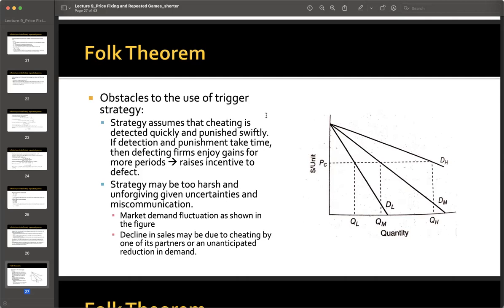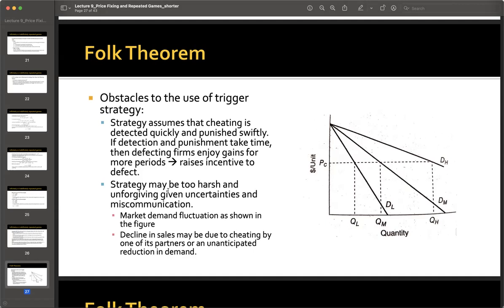Yeah, the strategy may be too harsh and unforgiving given uncertainties and miscommunications. Market demand fluctuation can be shown in this picture. So for example, if the market demand fluctuates, then it's possible that the pi will fluctuate, even if everyone agrees to try to maximize your profits, right? Because people won't realize that I am getting a lower profit not because of the change in demand, but maybe I'm thinking I'm getting a lower profit because someone has defected. And if someone has defected, my profit goes down. Okay. So that's what this bullet is saying.